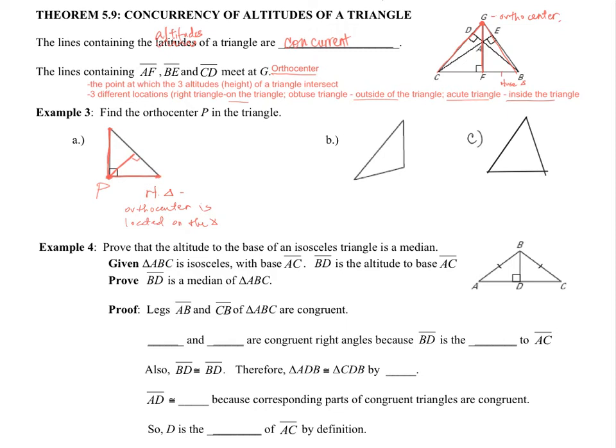And for part B, we have an obtuse triangle. Now I'm going to show you how to sketch all three altitudes. I'm going to look at this vertex first, and before I draw the altitude, I'm going to have to extend this side of the triangle so that I can stretch my altitude to form a right triangle here. So this would be the height of this triangle from this vertex.